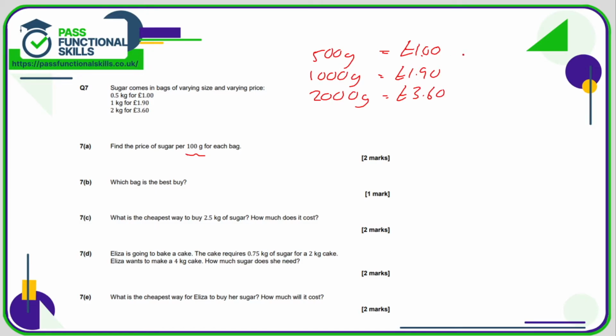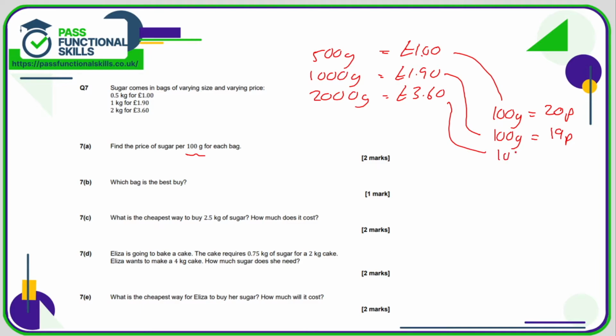Well, if 500 grams is £1, then 100 grams is 5 times less. So if I divide £1 by 5, that works out as 20 pence. For 1000 grams, well, 100 is 10 times less, so it's going to cost 10 times less. £1.90 or 190 pence divided by 10 is 19p.